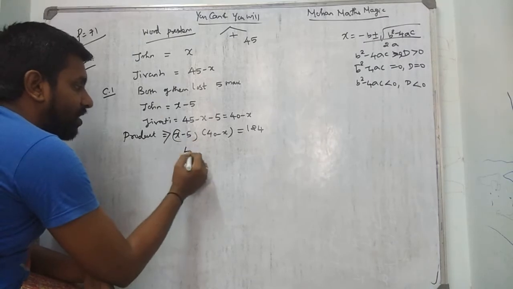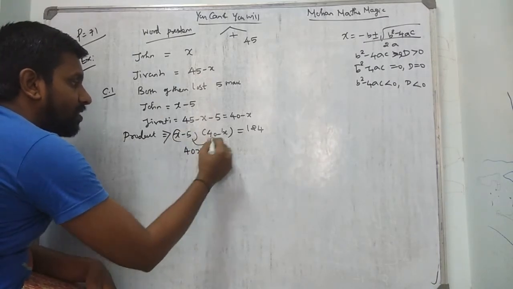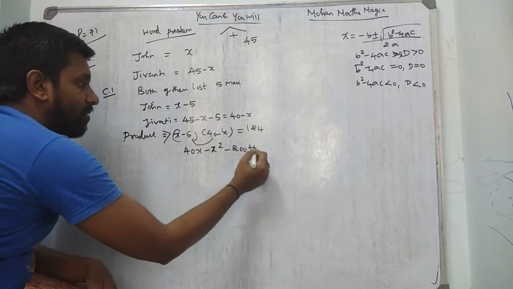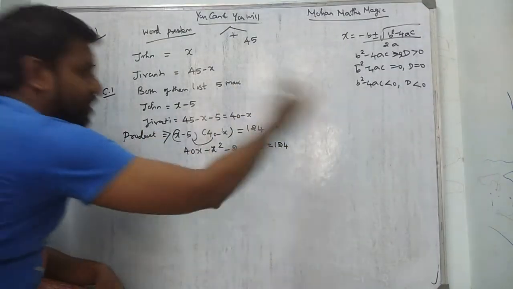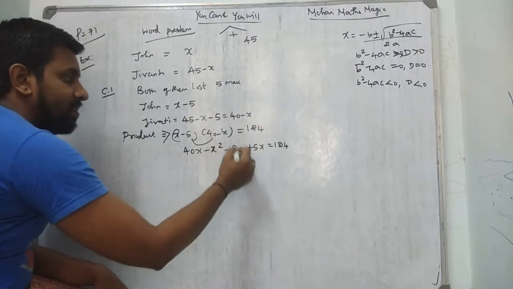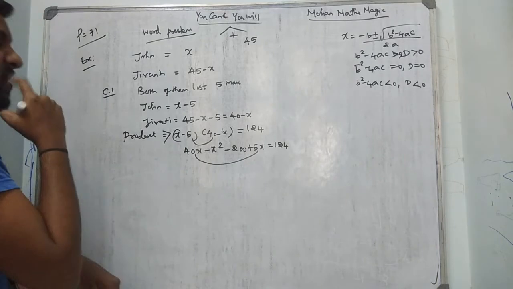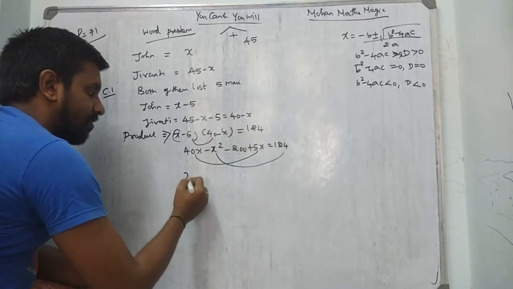So x into 40, 40x, x into minus x square. This one minus 200 plus 5x equal to 124. Take all the things to the right side. So minus x square goes this side, 40x plus 5x, 45x, minus 200 goes this side, okay? So x square goes this side and it will become positive.